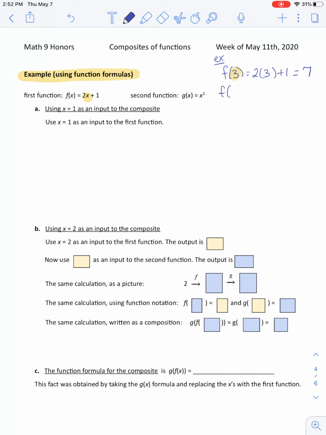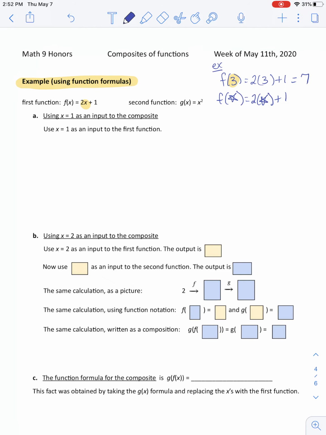I can even do f of star, because star is just a symbol, just like 3 is a symbol. And what that means is I can do 2 times star plus 1. I'm just plugging my input into the variable, whether that input is a symbol like a star, or a number, or a letter, or even another function, which we'll get into.